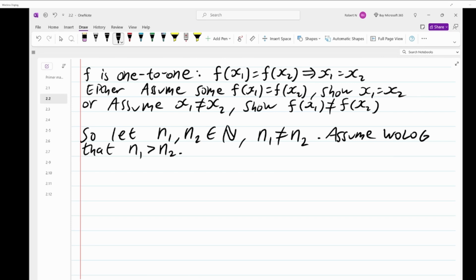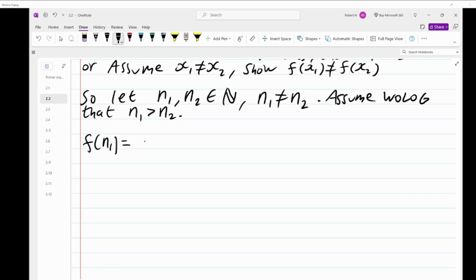WLOG means without loss of generality, because by trichotomy of R, of which N is a subset, so this also applies to N, if two things are natural numbers, then one of them is smaller than the other, they're equal, or that one is bigger than the other one. And so I could go, there are two cases, n1 is the bigger one, or n2 is the bigger one, but it doesn't matter because they're arbitrarily chosen with the exact same constraint. So I can say without loss of generality that n1 is the bigger one. Make sense? That makes sense. Okay. What do we know about f of n1? This is equal to e to the n1.